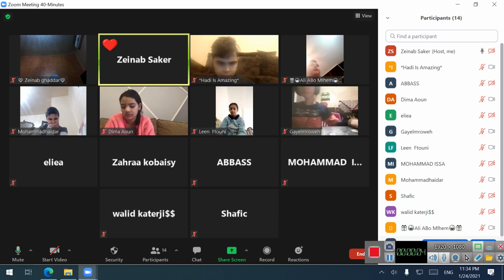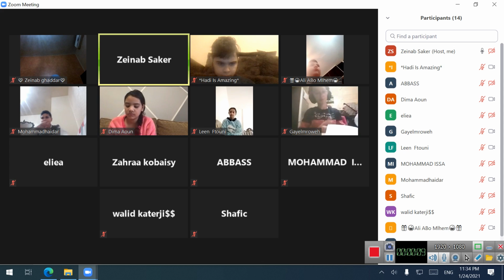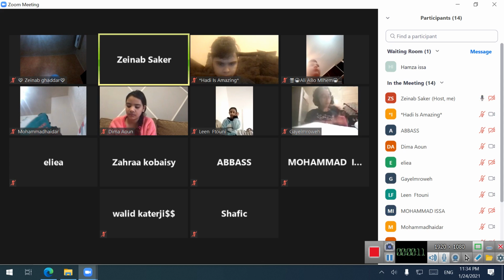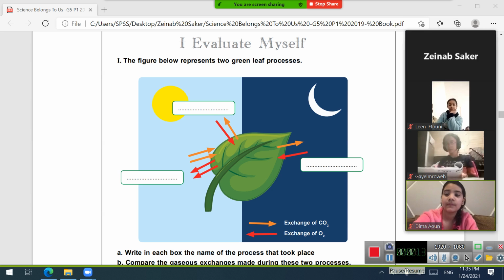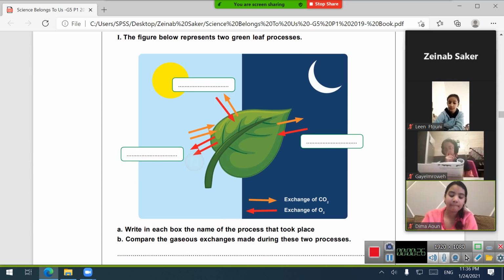Today we are going to continue comparing the photosynthesis process to the respiration process done in green plants. So, in this session we are going to solve in our books, page 57. Figure 1 in page 57 represents two green leaf processes.